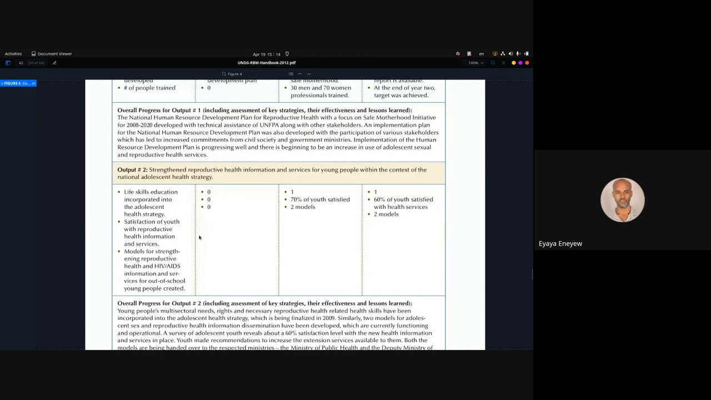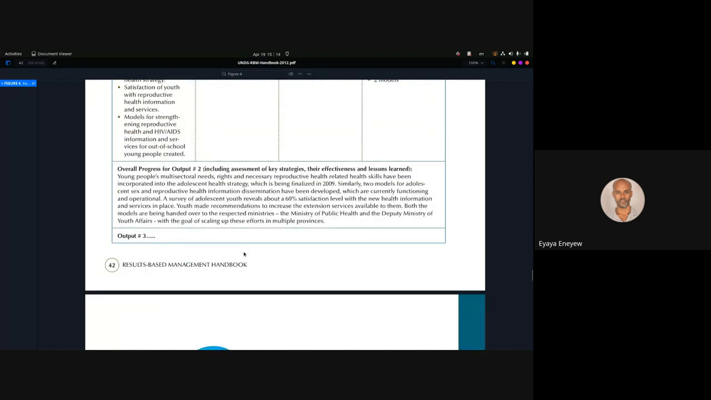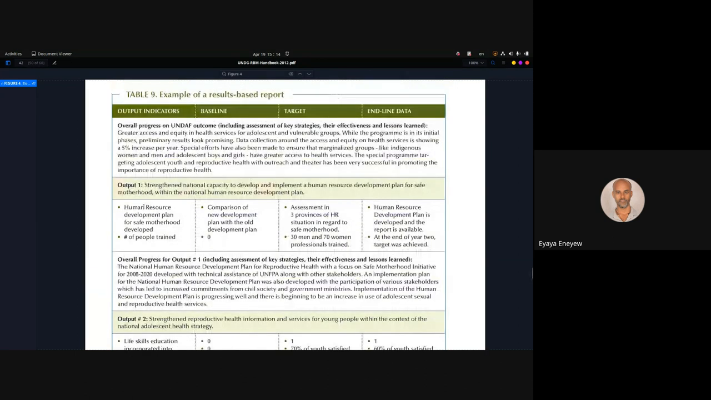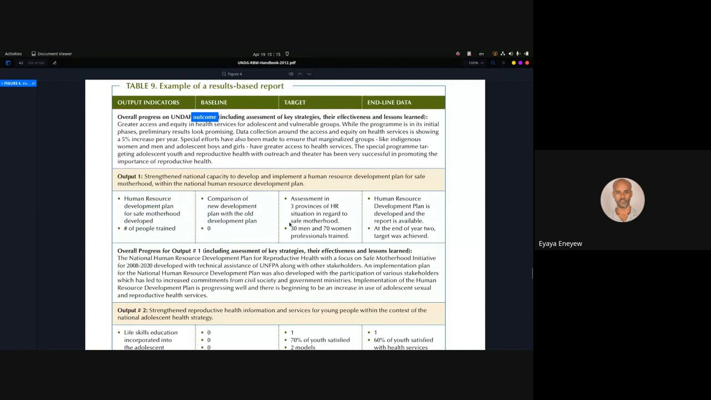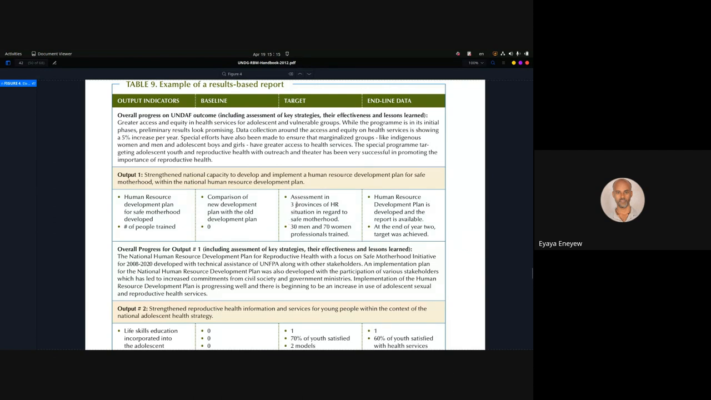And then you have to list your PIs and then the baseline and then the target and the final metric. So this is how you present your RB report. So it might continue, right? Output three, output four, etc. And if there is another outcome, this is one outcome of the project which has two outputs. And then different outcomes will result in impact in the whole project. So this is how you report your RB. I hope this makes it clear.